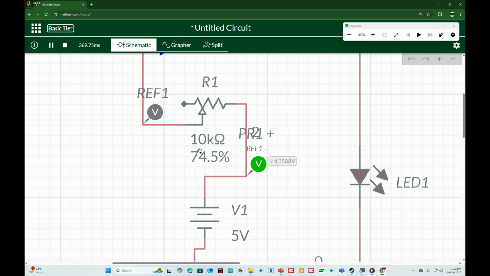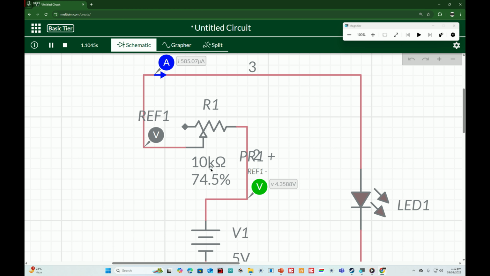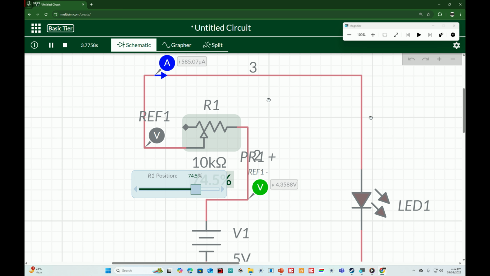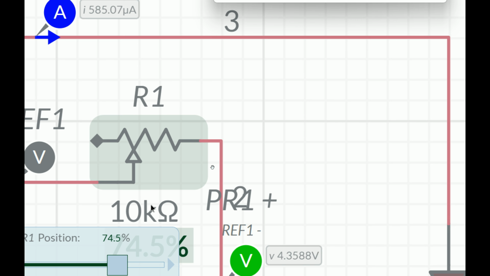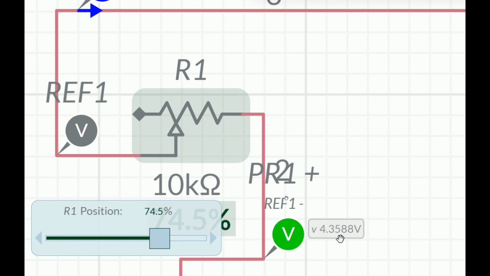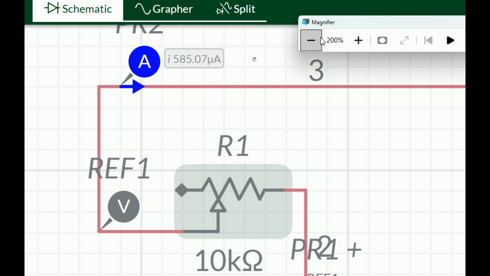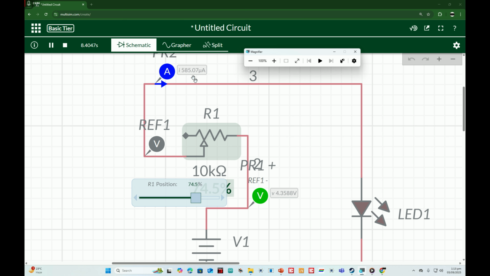Okay, the simulation is on. Now what I do is I change the value of the resistance. So the resistance is set to 100. You can see that our resistance is set to 74.5%, and at this stage, let me zoom in. At this stage, you can see that the voltage is 4.35 and the current is 5.85 microampere. I increase the resistance to 90%.